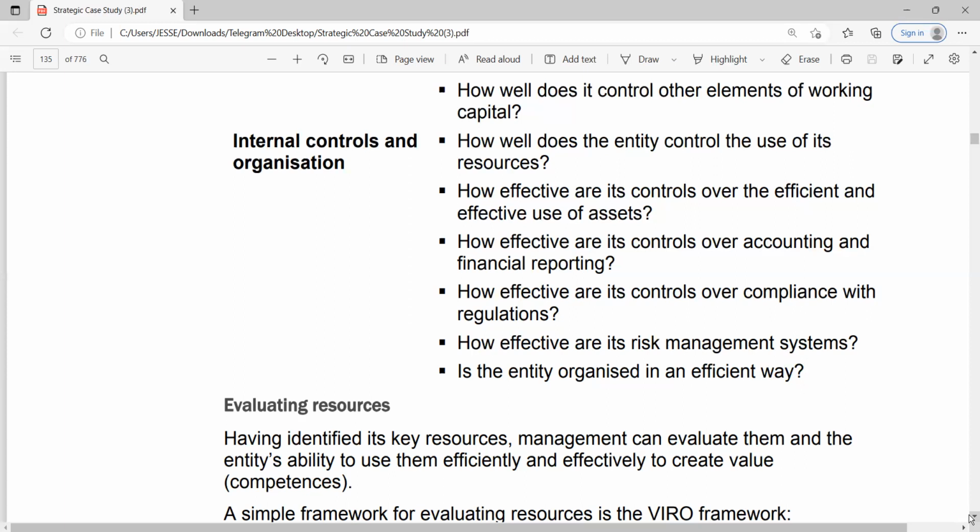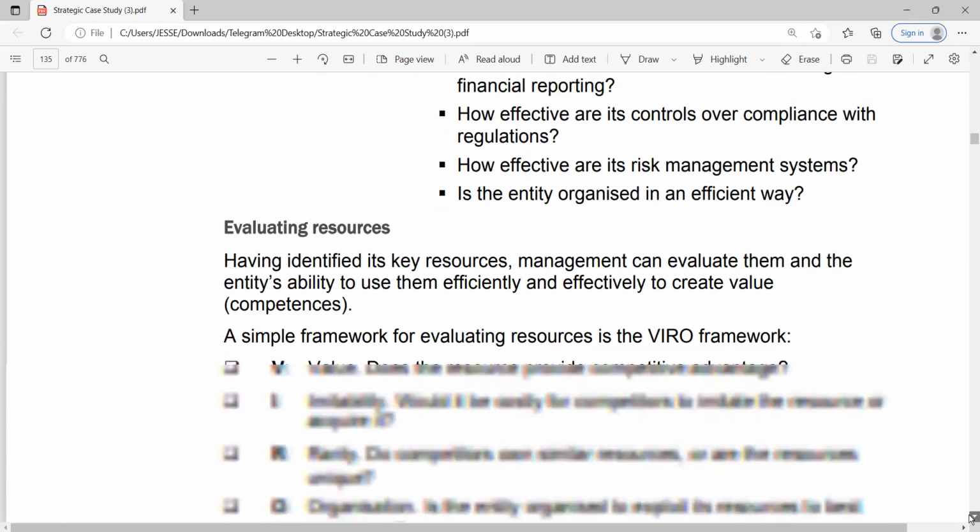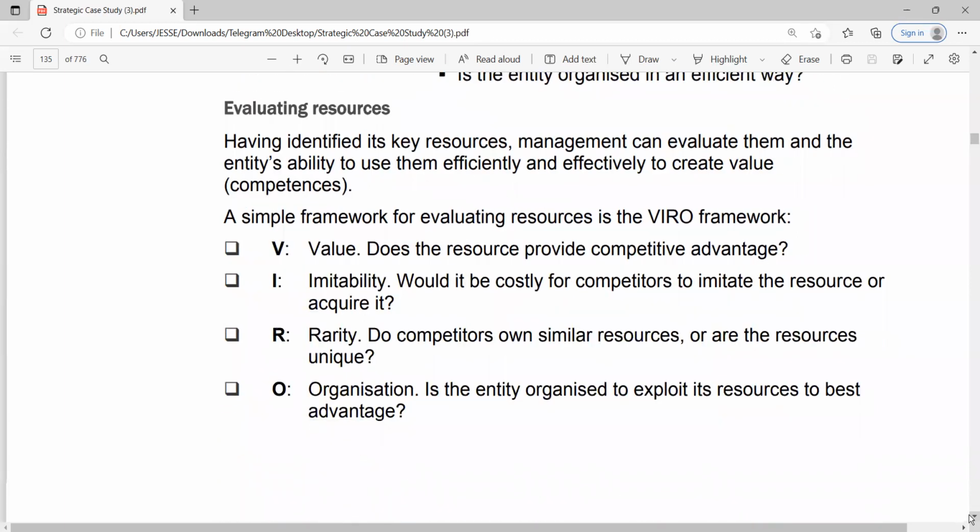Very, very important. So number one, how effective are controls over the use of assets? How effective are controls over financial reports? How effective are controls over compliance? So basically, we are assessing the general effectiveness of controls, the general effectiveness of risk management systems, and how the organization is structured and organized. Very, very important. Now let's move on to evaluating resources.